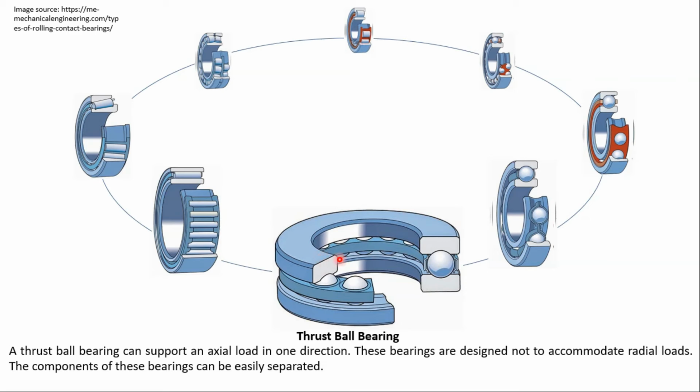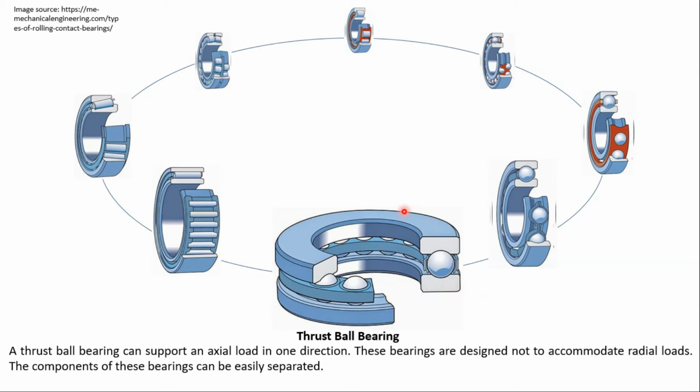Now if you look at this bearing, the thrust bearing, thrust force means the force acting in axial direction. So this bearing will support the forces in axial direction only. If a force is coming from upward, then it will first act on this upper race, then it will be transferred to balls, then it will be transferred to the lower race.